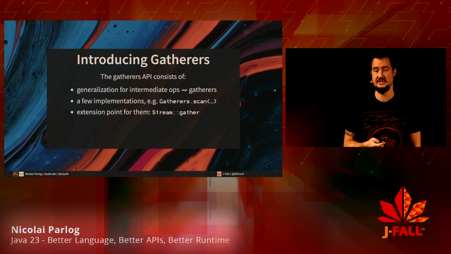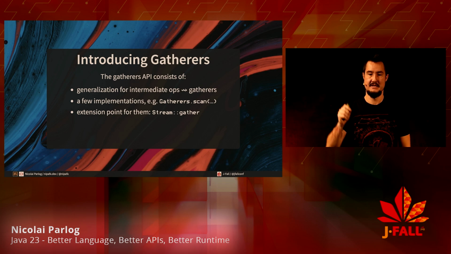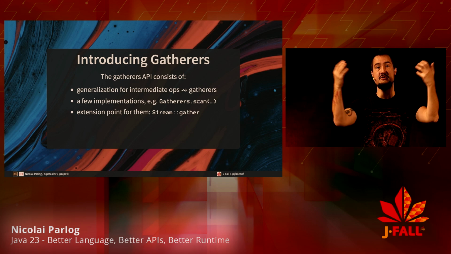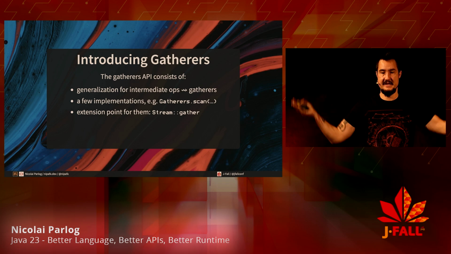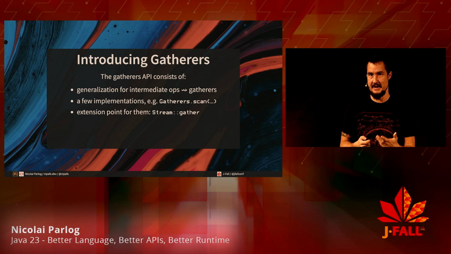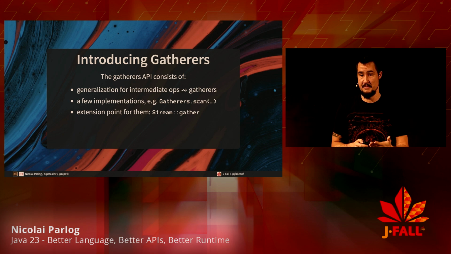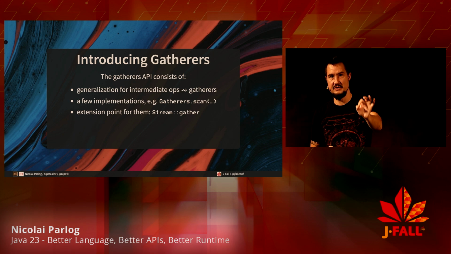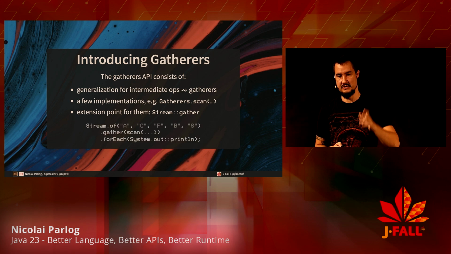And for intermediate operations, the Gatherer API is doing just that. It generalizes what an intermediate operation does, calls that a gatherer, and gives you a bunch of implementations that you might need, that might come in handy if that's the one that you need. But if you don't, you just implement your own. And then you plug that into the Stream.gather method, and you get your behavior.